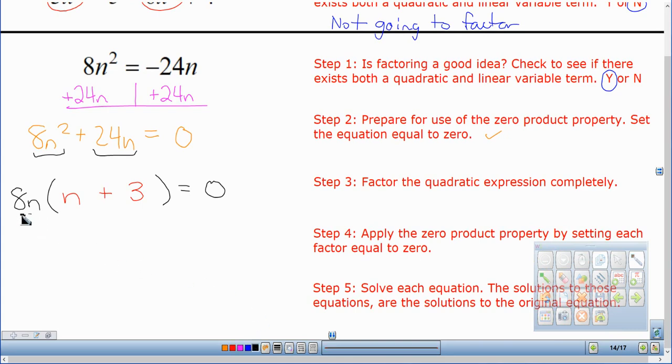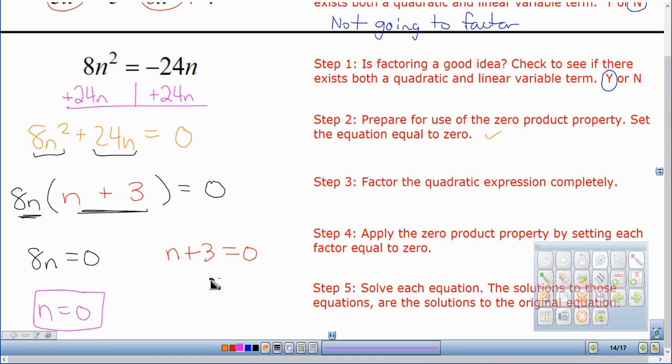What are my two factors? 8n and n plus 3. Set each of those equal to 0. So the first one would be 8n equals 0, and the second one would be n plus 3 equals 0. If you solve the first equation, you would do that by dividing by 8. Well, if I do 0 divided by 8, I'm going to get 0. The second problem, if I subtract 3, I would get n equals negative 3. Those are the two answers that would make the left side equal the right side. The process still works.